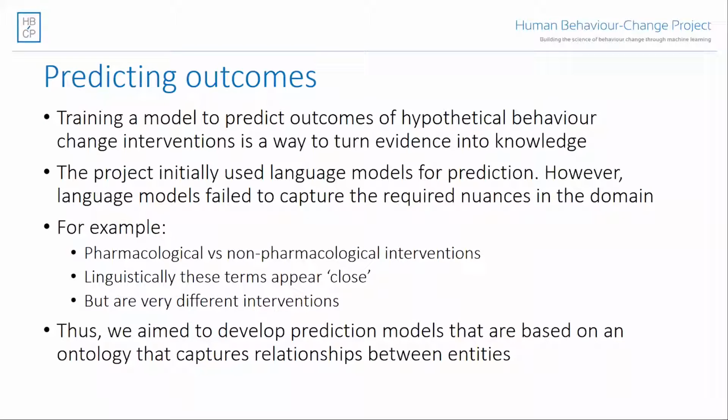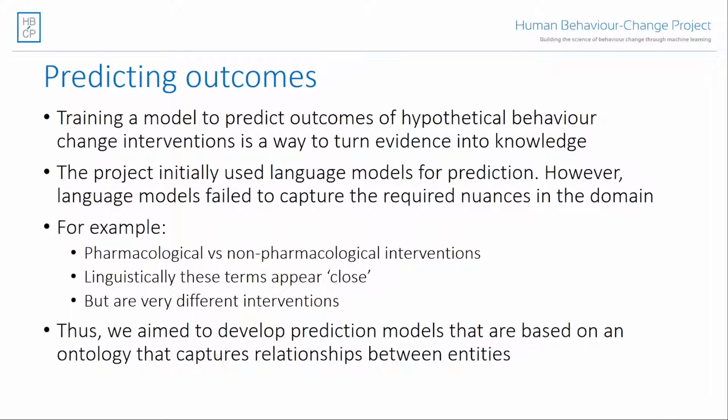So predicting outcomes is an objective of the Human Behavior Change project, and an initial part of the work aimed to try and use language models for making predictions. So sort of taking the text of intervention studies and synthesizing that text into a predictive model using a language-based approach. However, the language-based approach failed to capture some of the important distinctions in the domain.